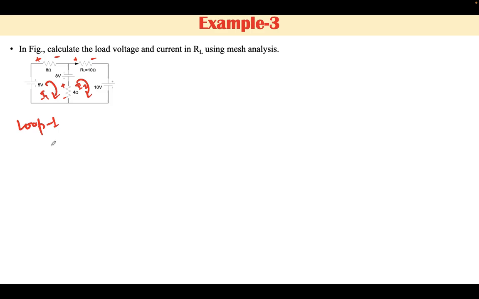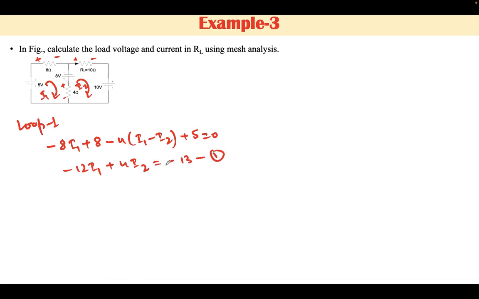Now considering the first loop, we are moving from higher potential to lower potential. This is 8 I1, then lower potential to higher potential, this is plus 8, higher potential to lower potential, minus 4 (I1 minus I2), and then lower potential to higher potential, plus 5 is equal to 0. This is the KVL equation for the first loop. On simplifying this equation, it will be minus 12 I1 plus 4 I2 is equal to minus 13. Let's consider this as equation first.